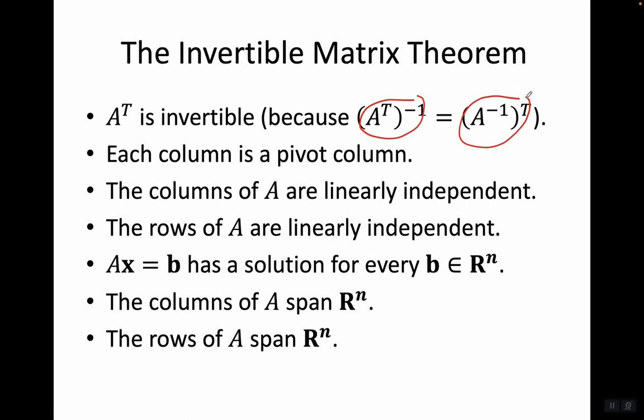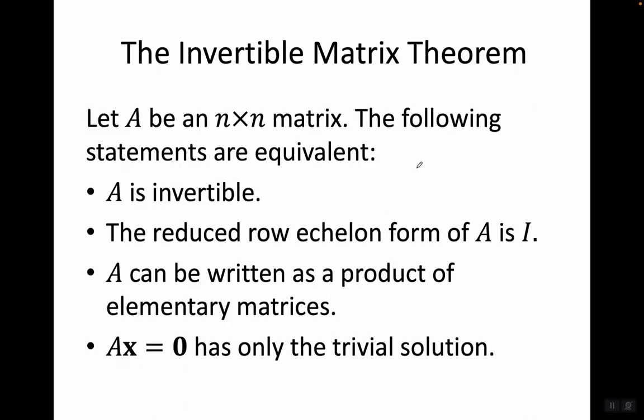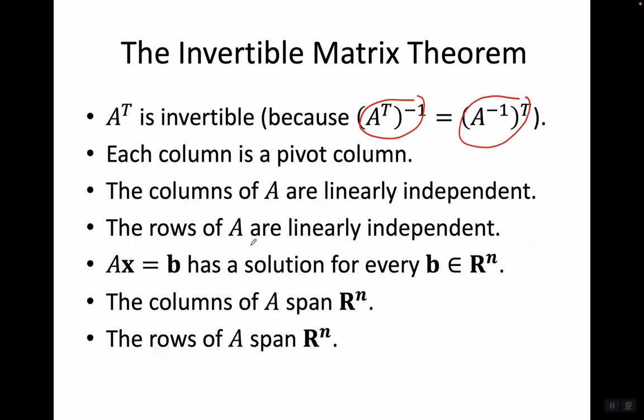Each column is a pivot column. Why is that? Well, the reduced row echelon form of A is I, which means that every column of A has a leading variable in it, and there are no free variables. Therefore, each column is a pivot column. Columns of A are linearly independent. Why is that? Again, it's because there are no free variables.